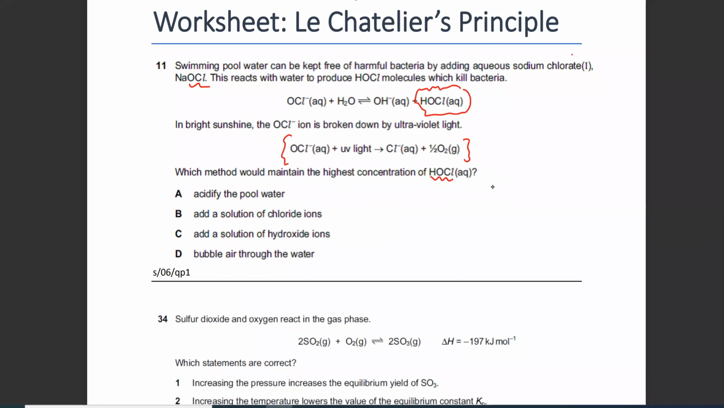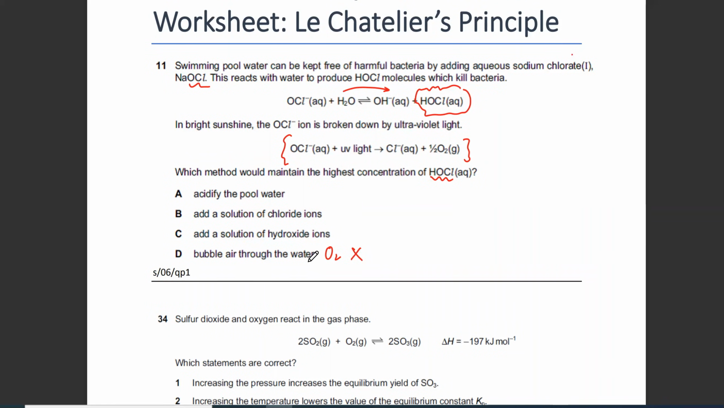So what we are looking for is we want the first equilibrium to shift to the right. Let's start with D. Bubble air through water. Now, what does air contain? It contains O2, right? And where do you have O2? O2 is over here in the second reaction. The second reaction is not reversible. So if you add more O2 or take out O2, nothing would happen. The first reaction has no air in it. The second reaction has oxygen, which is probably coming from air, but nothing would happen to the second reaction. So the second reaction has nothing to do with HOCl. So it can't be D. Is that clear?